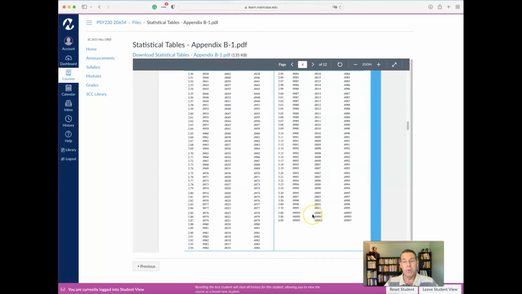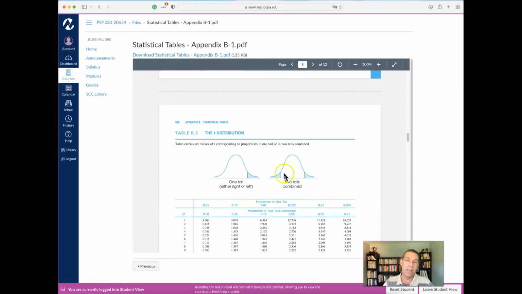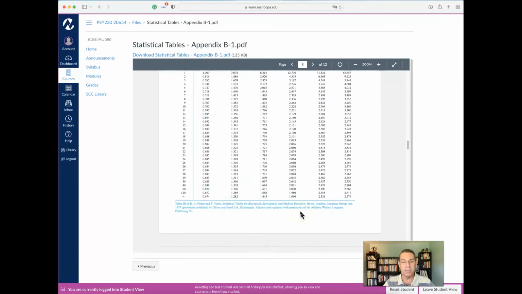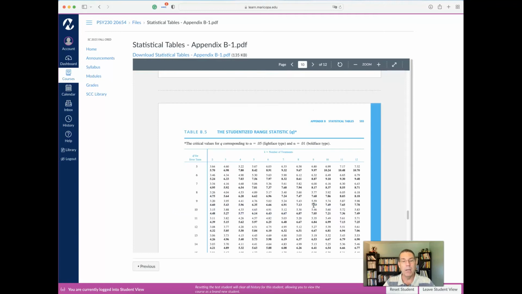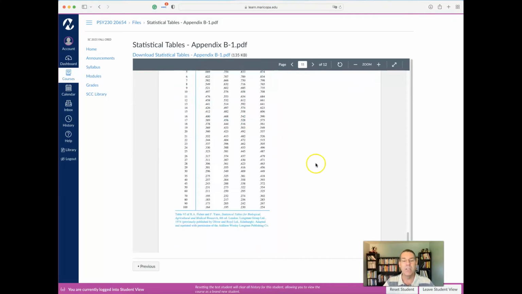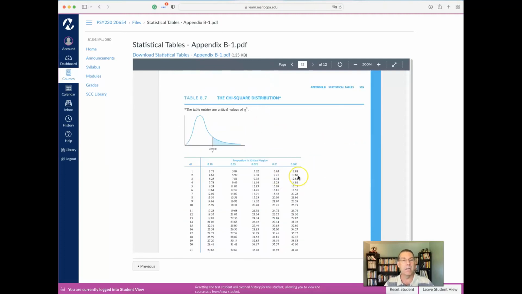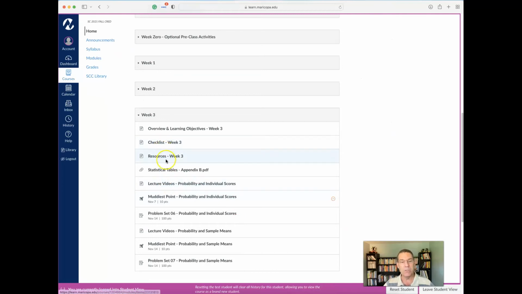I would probably just print out the whole packet, because once we get to chapters 9, 10, and 11, that's where we're going to use table B2. We skip table B3, then table B4 we use when we do ANOVA, which is chapter 12. Then we skip one, and then we do the correlation, which is B6 in chapter 13, and then chapter 14 is our chi-square. So that's something you're going to want to print out. I just wanted to point that out to you. The statistical tables are in the resources, but they're also listed in the week.